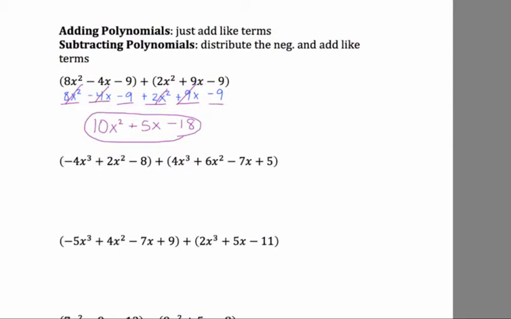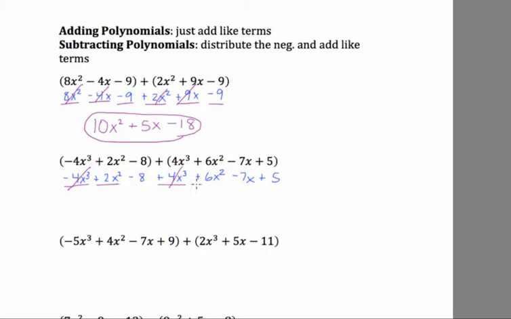Next problem. Again, when you're adding polynomials, there's really no need for those parentheses. I like to rewrite it without the parentheses. Now I just add up my like terms. Negative 4x cubed, positive 4x cubed are like terms. They add to 0. Negative 4 and positive 4, think money. Lose 4, gain 4, you're at 0. So those are gone. They cancel each other out.